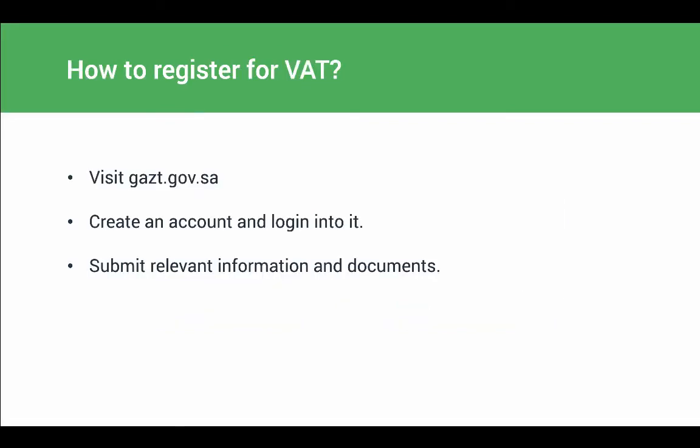Now, how is the registration process initiated? Businesses can register through the GAZT website, which is gazt.gov.sa. Certain details should be provided, like an international bank account number, the date on which the business became eligible for VAT, and businesses should also mention if they are involved in the imports or exports of goods or services.